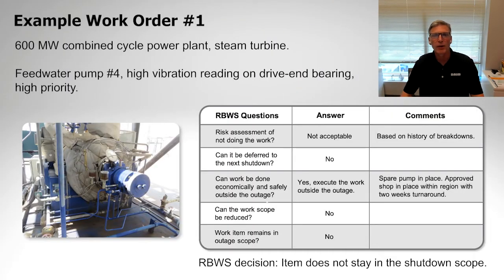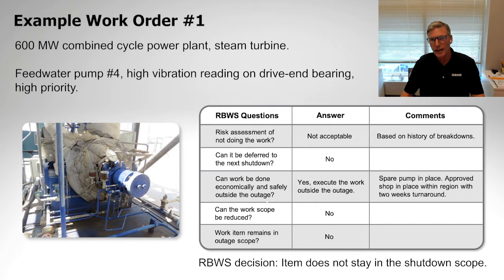There are some simple questions you can ask to see if you actually need to do this job in the shutdown. Here's an example, work order number 1. This is in a 600 megawatt combined cycle power plant, on the steam turbine side. The work order said feed water pump number 4, high vibration reading on drive end bearing, high priority. So let's ask some questions. What's the risk assessment of not doing the work? We said it was not acceptable based on the risk matrix.